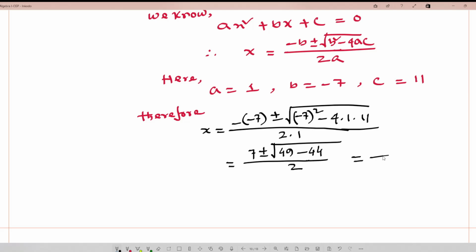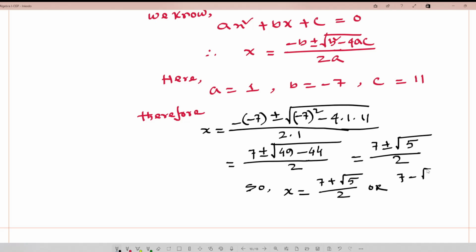So here is 7 plus minus root over 49 minus 44, it will be 5, and divided by 2. So x equals to 7 plus root over 5 divided by 2, or 7 minus root over 5 divided by 2, right?